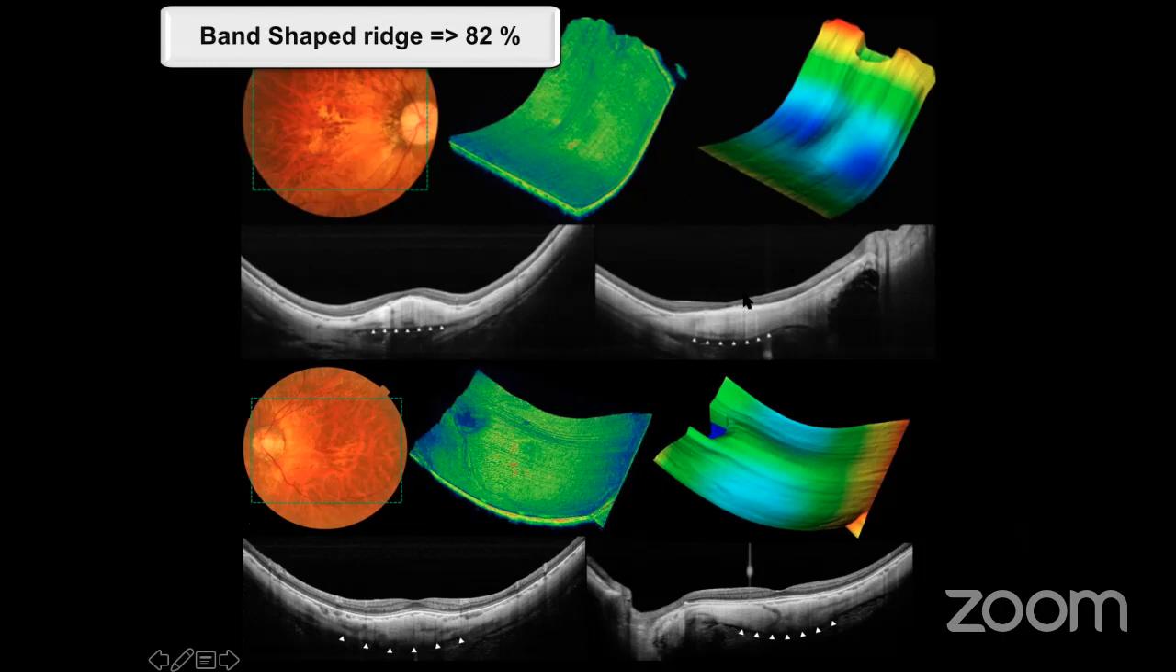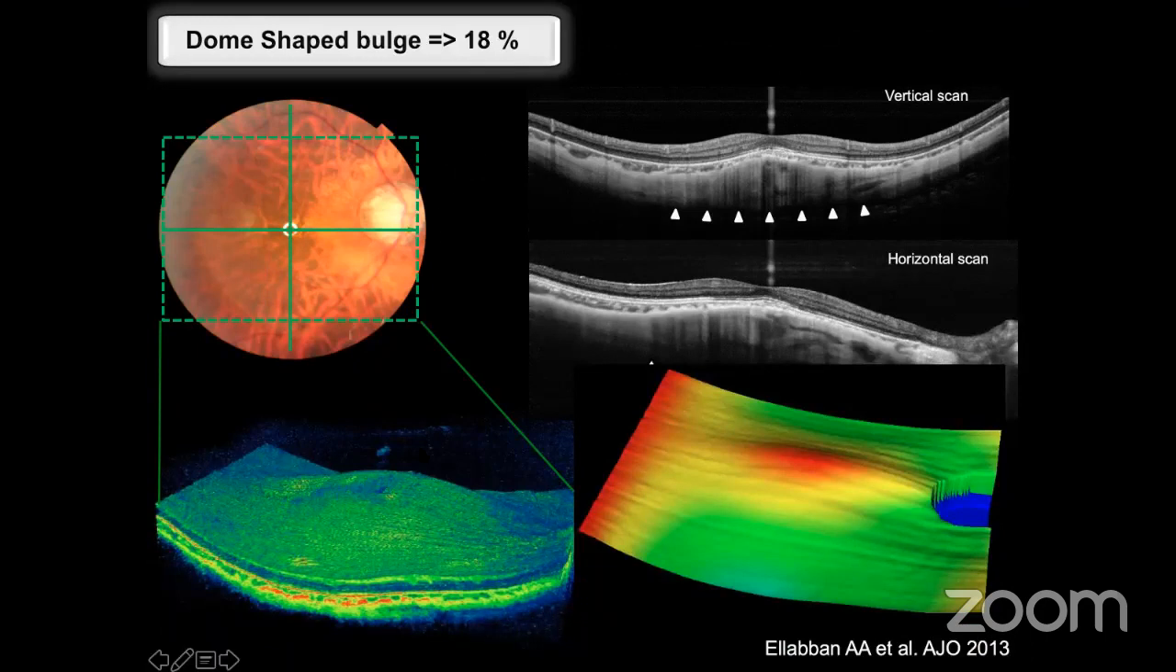So about 80% of people having this dome-shaped configuration, it's actually a band rather than a dome. There is this ridge in the center and superior and inferior concavity within the posterior staphyloma. And the remaining about 20% have a very typical dome-shaped bulge, like what we were expecting. If they have this bulge, if we do a vertical and a horizontal OCT scan, like in this picture, we'll see a bulge within the macula. And this type, the typical dome-shaped bulge, is actually only 20% of this cohort.